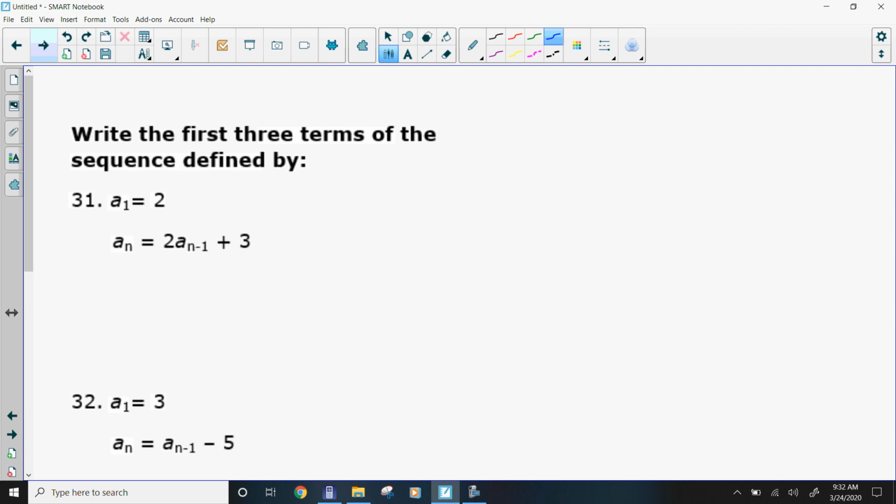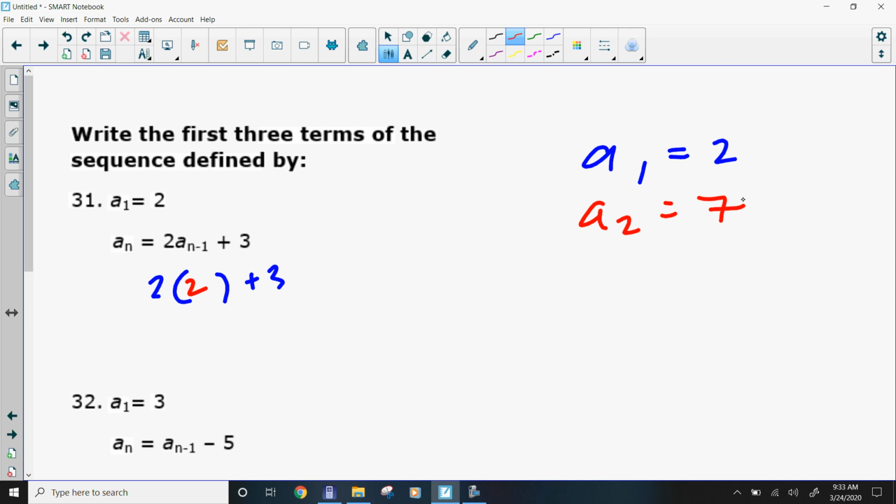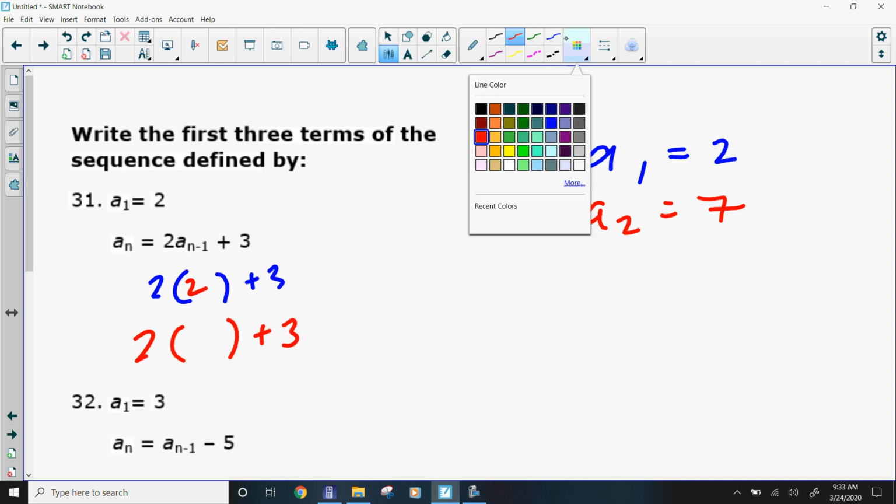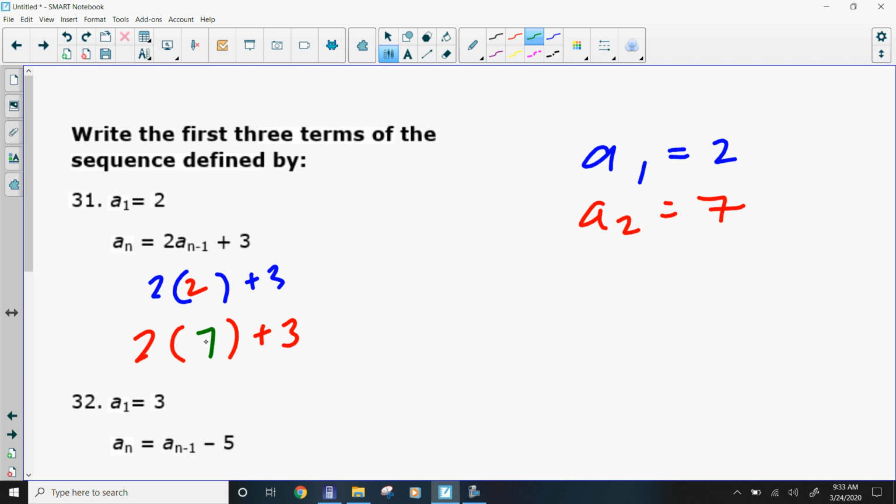Okay, here's some more review. So find the first three. We know the first one. It's 2. So this is 2 times the last number plus 3. Last number is 2, so 2 times 2 is 4. 4 plus 3 is 7. Second number is 7. And then we do it again, 2 times the last number plus 3. Last number was 7, so 14 plus 3, 17. There's our first 3.